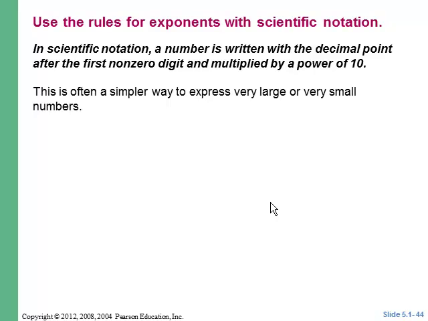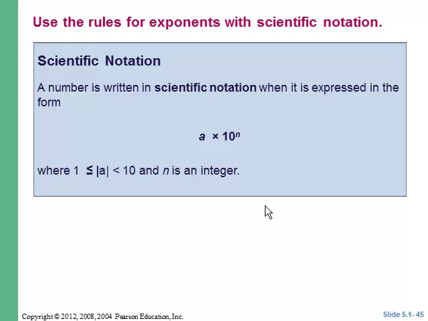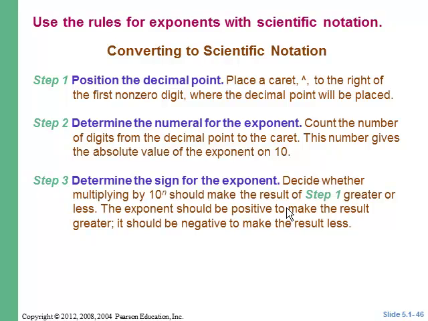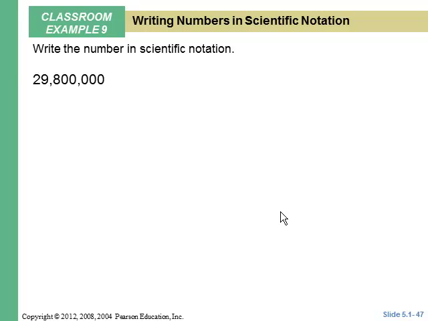Scientific notation. In scientific notation, a number is written with a decimal point after the first non-zero digit and multiplied by a power of 10. So it's a good way to express very small or very large numbers. The first number is between 1 and 10, and then the power tells us what we write it to. So we place the decimal point in the correct spot, and then count the number of decimal places that we move. Put the decimal point after the first non-zero digit, and we move the decimal point 1, 2, 3, 4, 5, 6, 7. So it's 2.98 times 10 to the 7th.